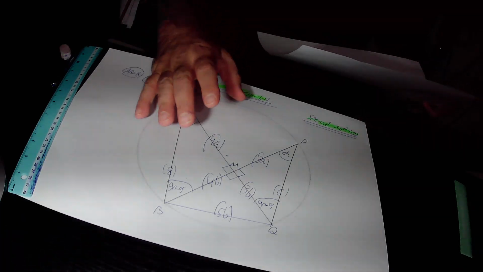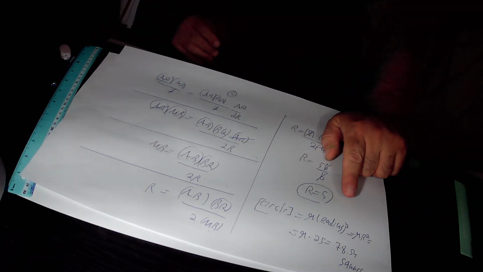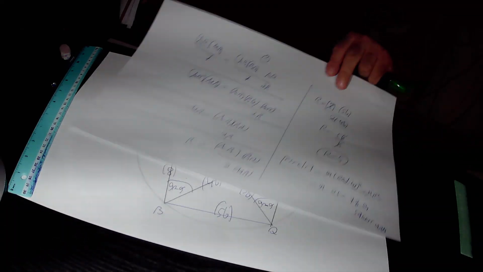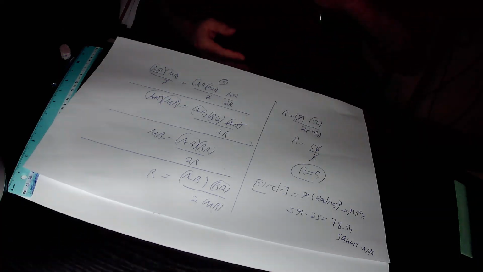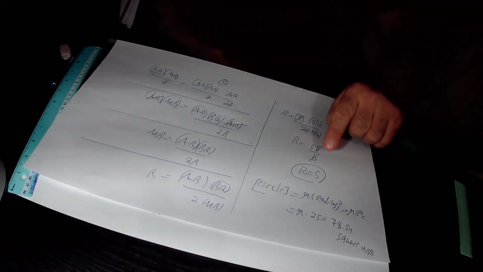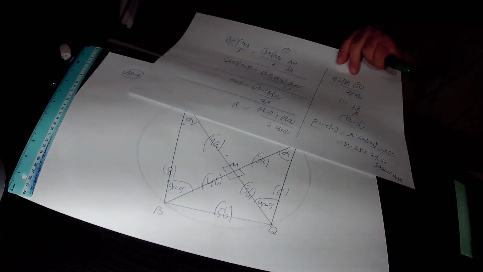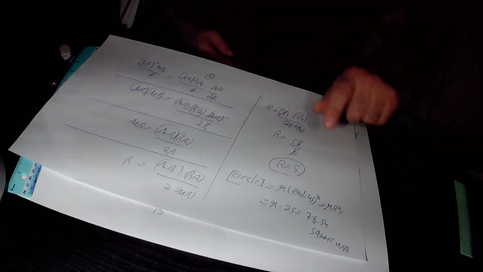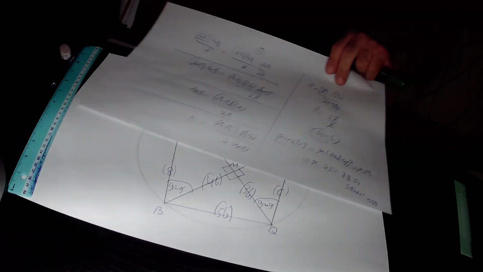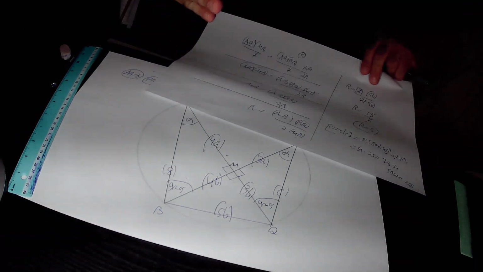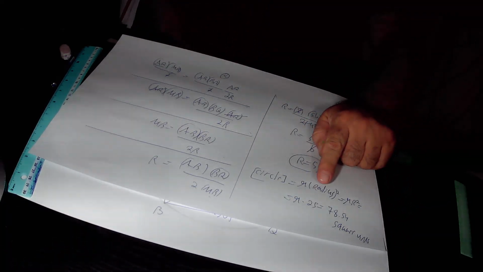Our task is to find the area of this circle. We know that the area of any circle equals pi times the radius of the circle squared. The radius of our circle is R, so the area of this circle equals pi R squared. R is 5, so R squared is 25. So the area of this circle is equal to 25 pi square units.